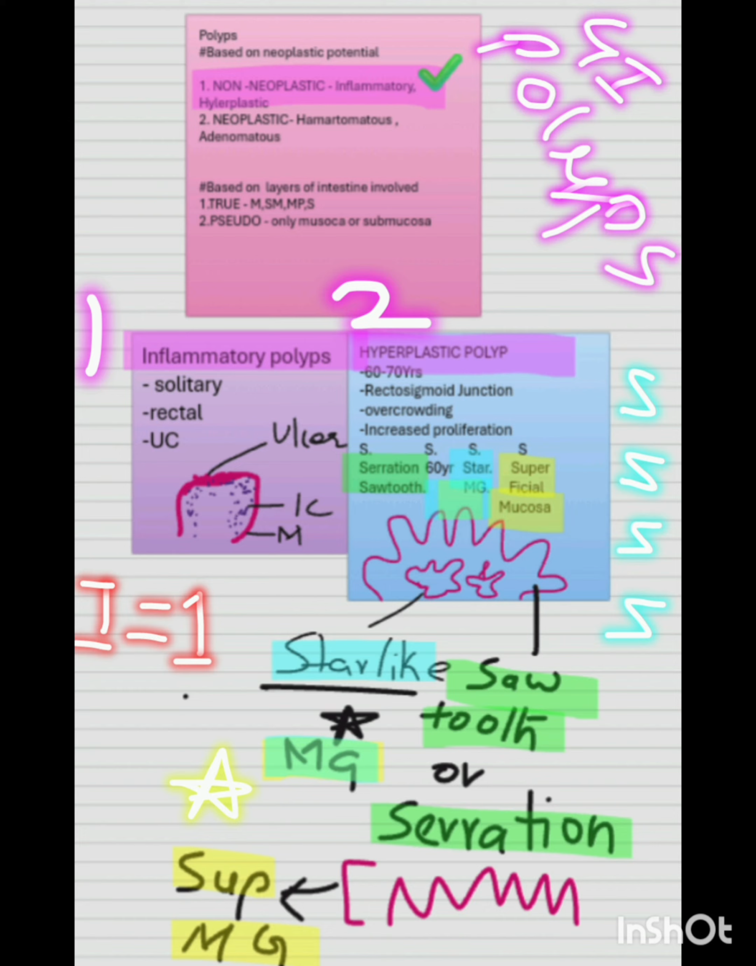It is usually found at 60 years, and because of hyperproliferation, the mucosal glands also take a shape in the form of a star. So the star-like mucosal glands, and this is found in superficial mucosa. Superficial mucosa, not the deep part of the mucosa, but the superficial mucosa. Okay, hope you can easily remember this by the mnemonic SSSS. S means serrations, S means 60, S means star-shaped mucosal glands, and S is superficial mucosa.